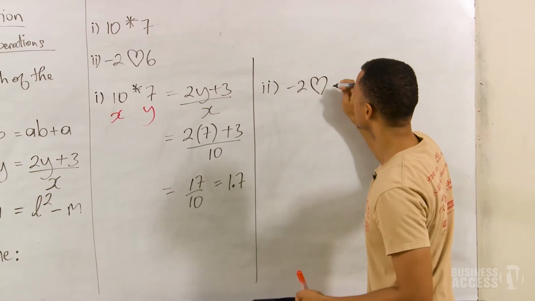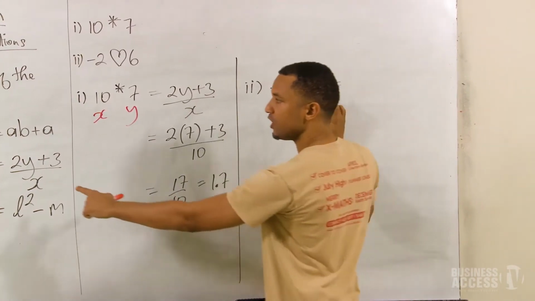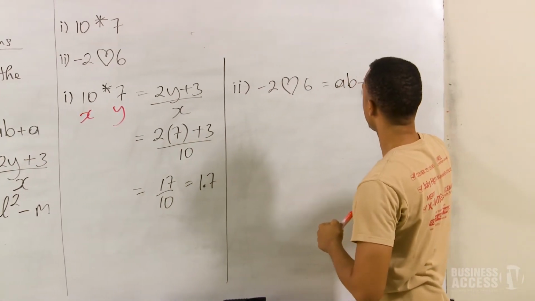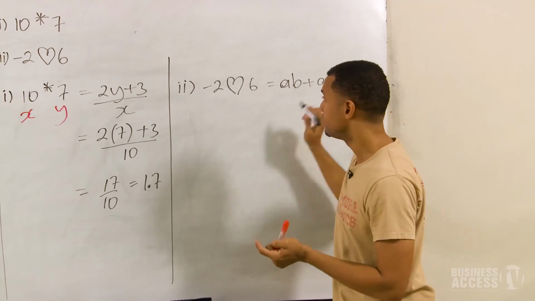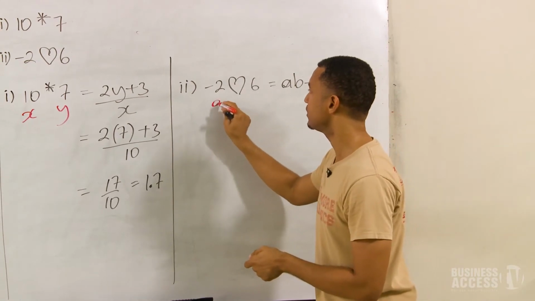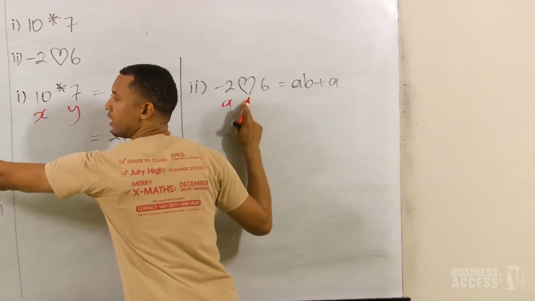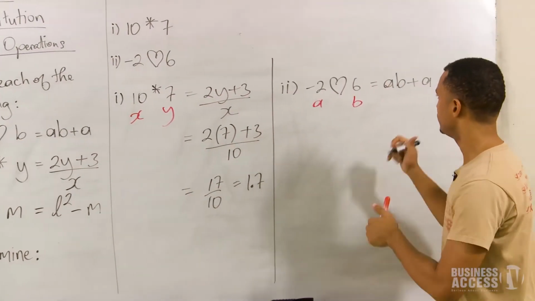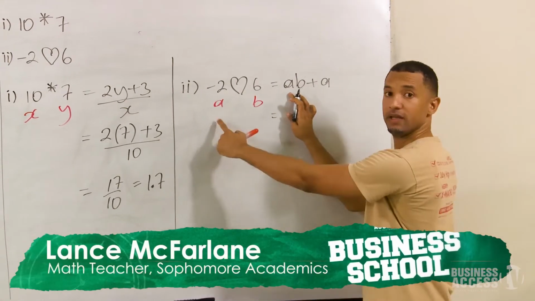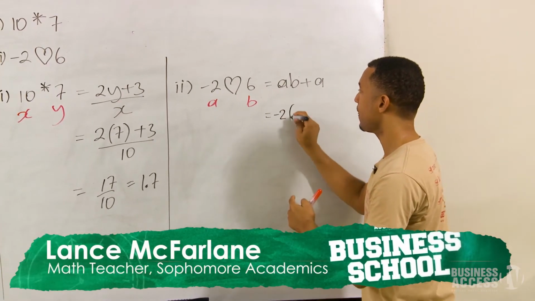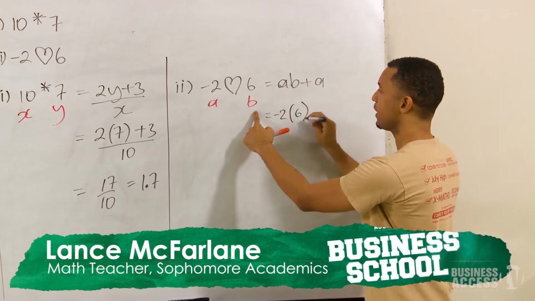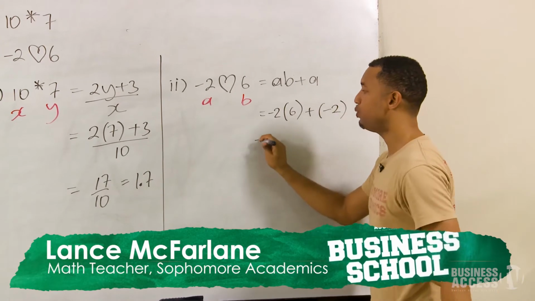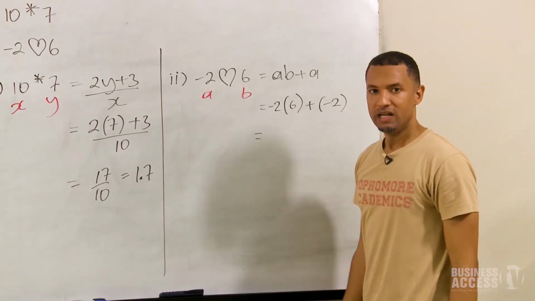Negative 2, heart 6. We look at the definition for the heart. It's AB plus A. A times B plus A. The first number is what they call A, and the second number is what they called B. So just go ahead and substitute. A is negative 2 in this case, negative 2, times B, which is 6, and then you add back A, adding back negative 2, and you put that in your calculator, ladies and gents.